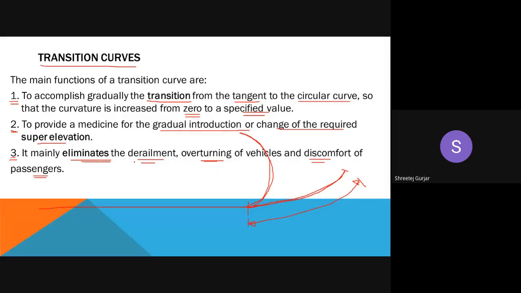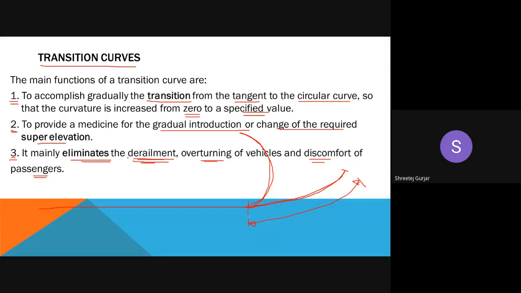Okay, and also to avoid derailment. What is derailment? It is nothing but your vehicle or your railway line moving out of the track. If your vehicle is moving out of the road, or if your railway is getting out of the track, it is called derailment. So when you are going at high speeds, the chances of derailment at a curve are very high, right? To eliminate that risk, we have to provide a smooth transition curve. Okay, so these are a few main functions of a transition curve which we have read.